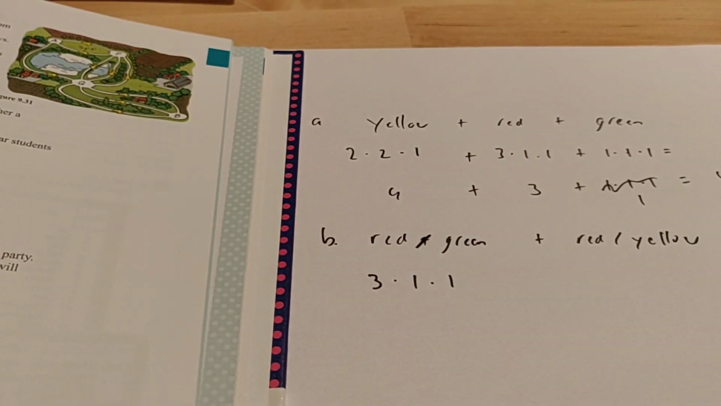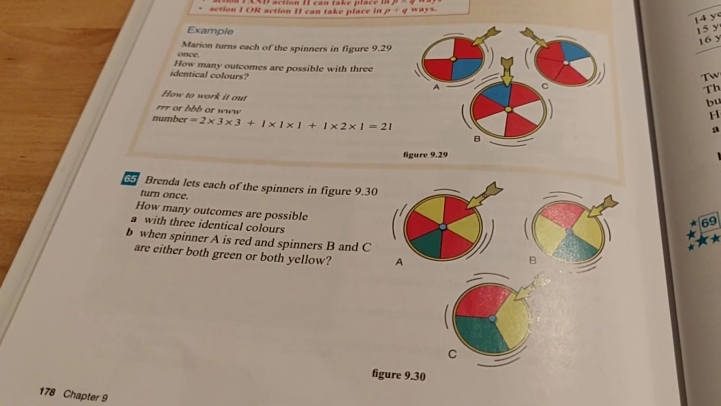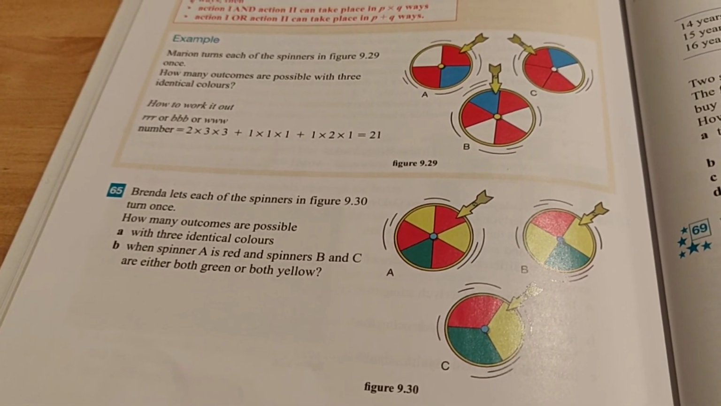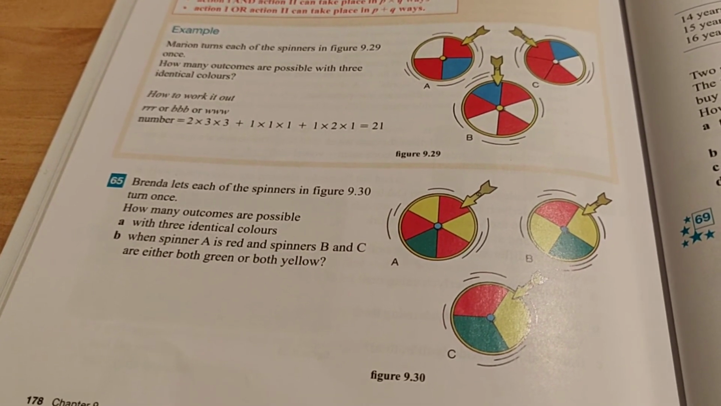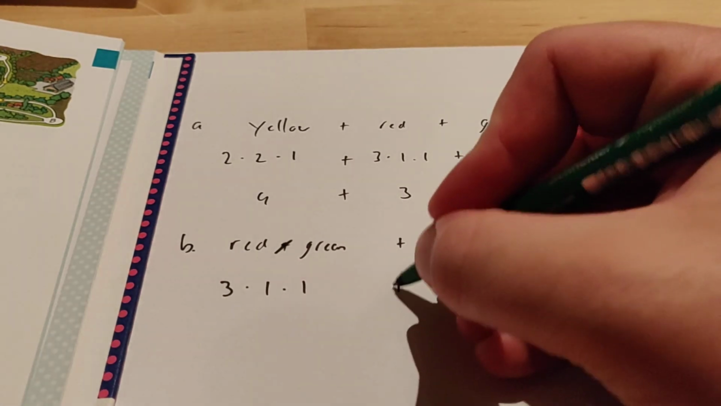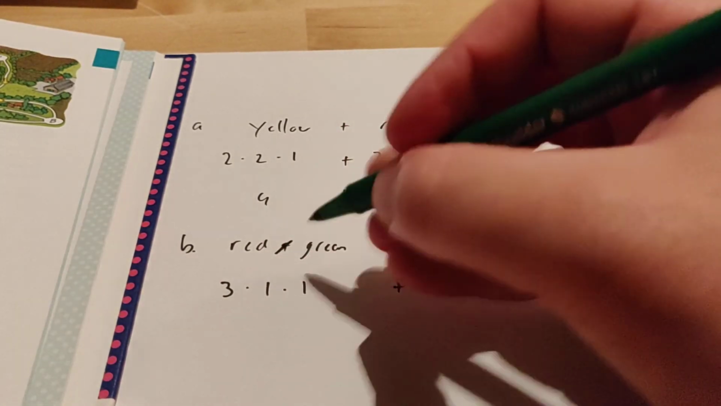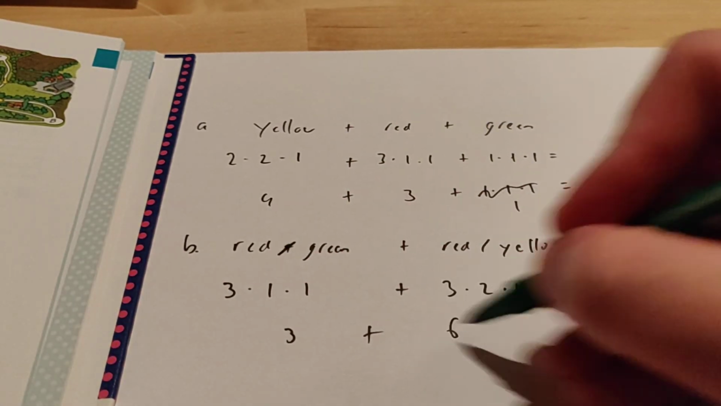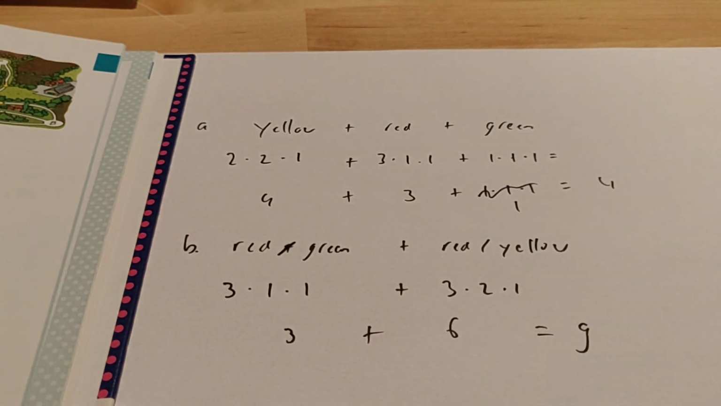If we go for the red-yellow combination, then for the first spinner we have 3 different possibilities for red, and then we have 2 times 1 for B and C. So this one is going to be 3 times 2 times 1. So then we have 3 times 1 times 1 is 3, and here we have 6, so that can happen in 9 different ways. Alright, so that's the video for exercise 65.